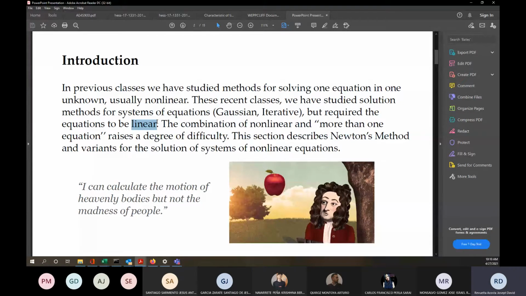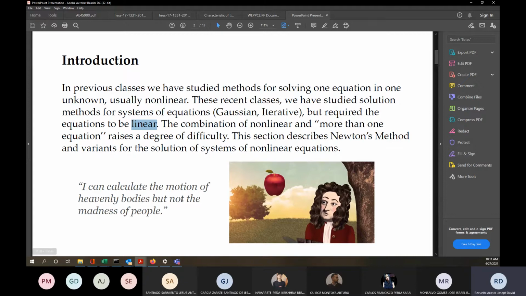And then we are going to be using the combination of nonlinear and more than one equation to increase the degree of difficulty. And we will describe how the Newton method accounts for this type of system.